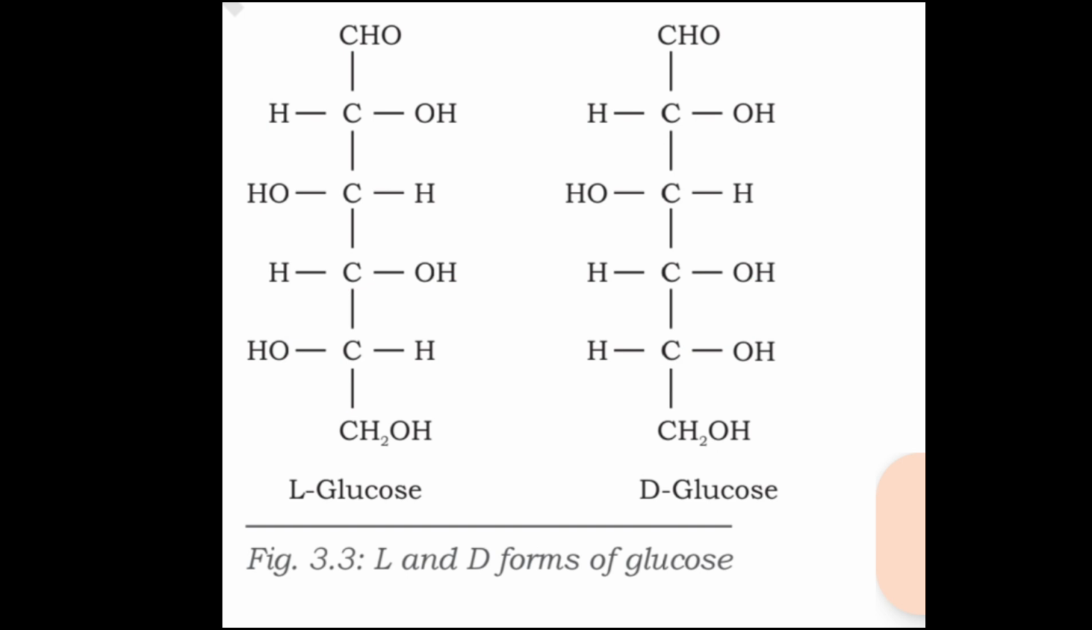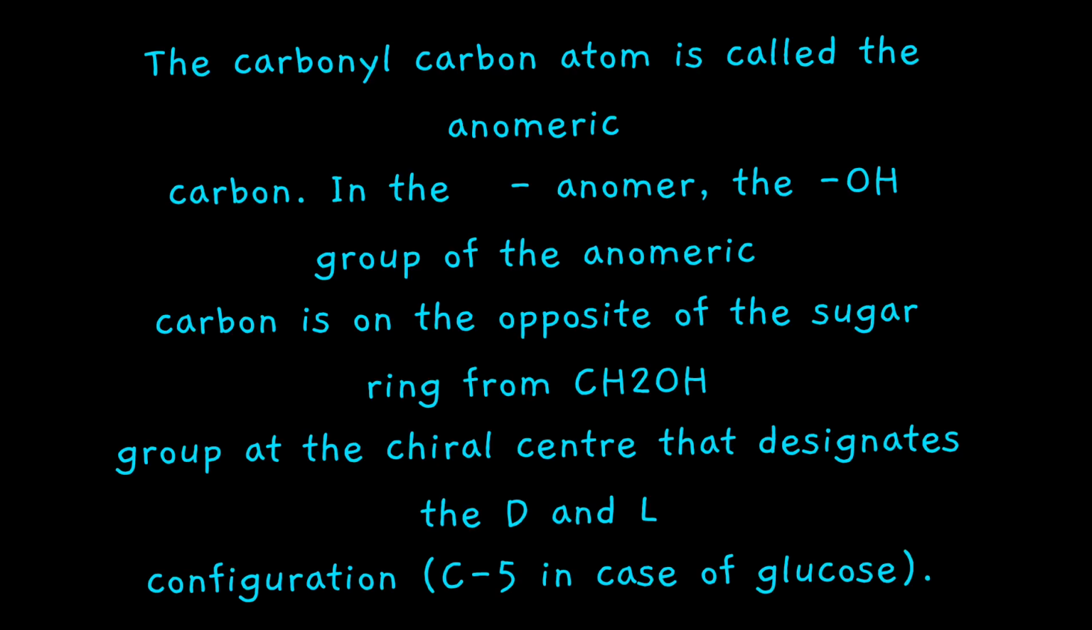Isomeric forms of monosaccharides differ only in their configuration. The hemiacetal forms due to the reaction between the alcohol and aldehyde group of a monosaccharide, or the hemiketal forms due to the reaction between the alcohol and the ketone group of the monosaccharide. So these are known as anomers. The carbonyl carbon atom is known as the anomeric carbon.